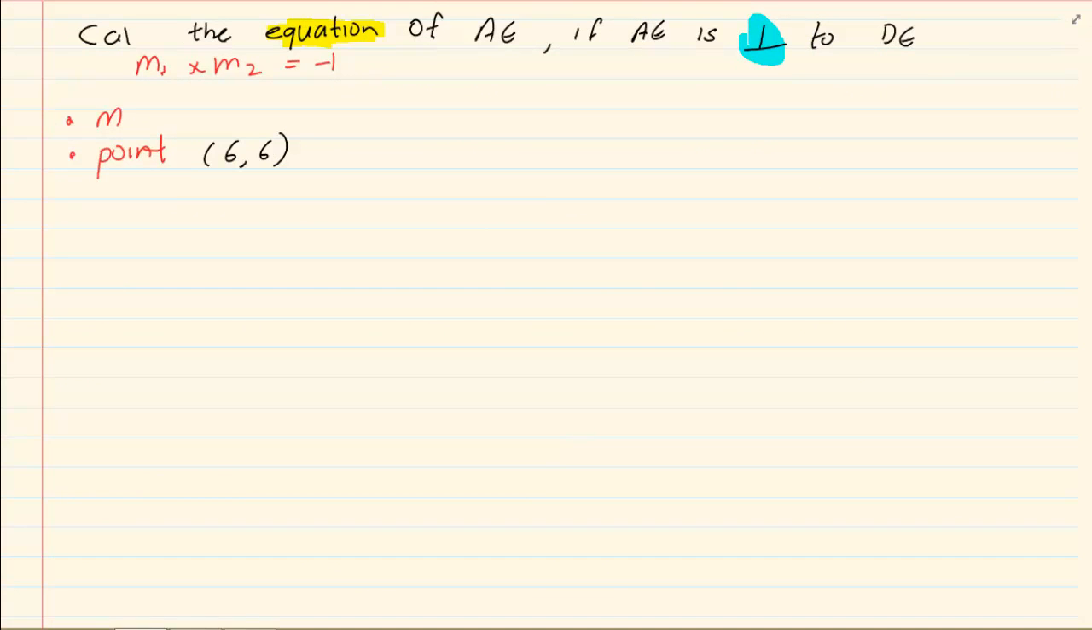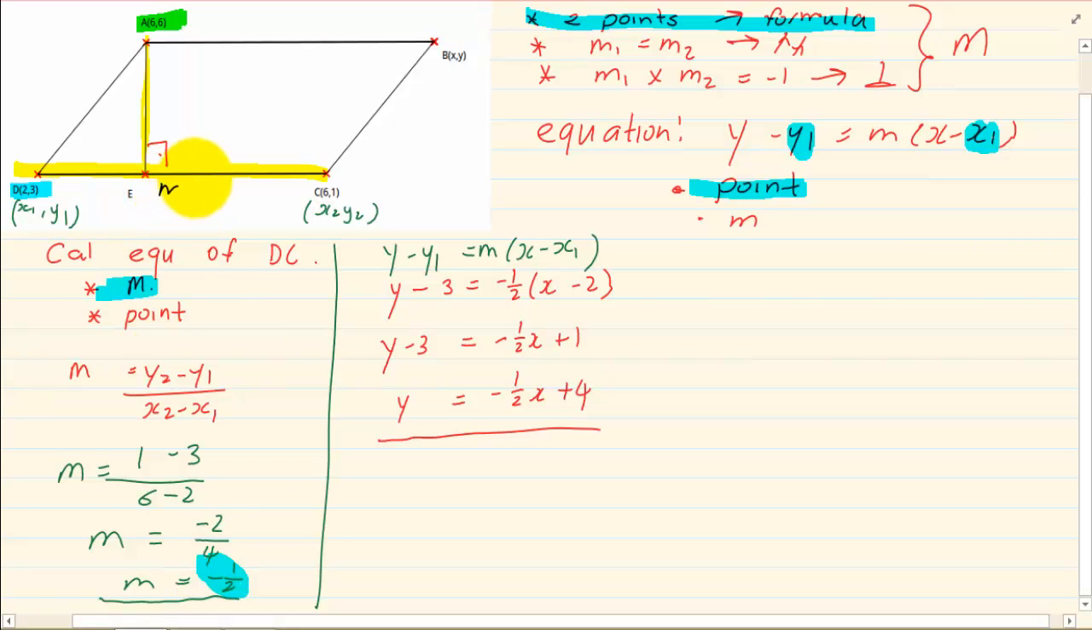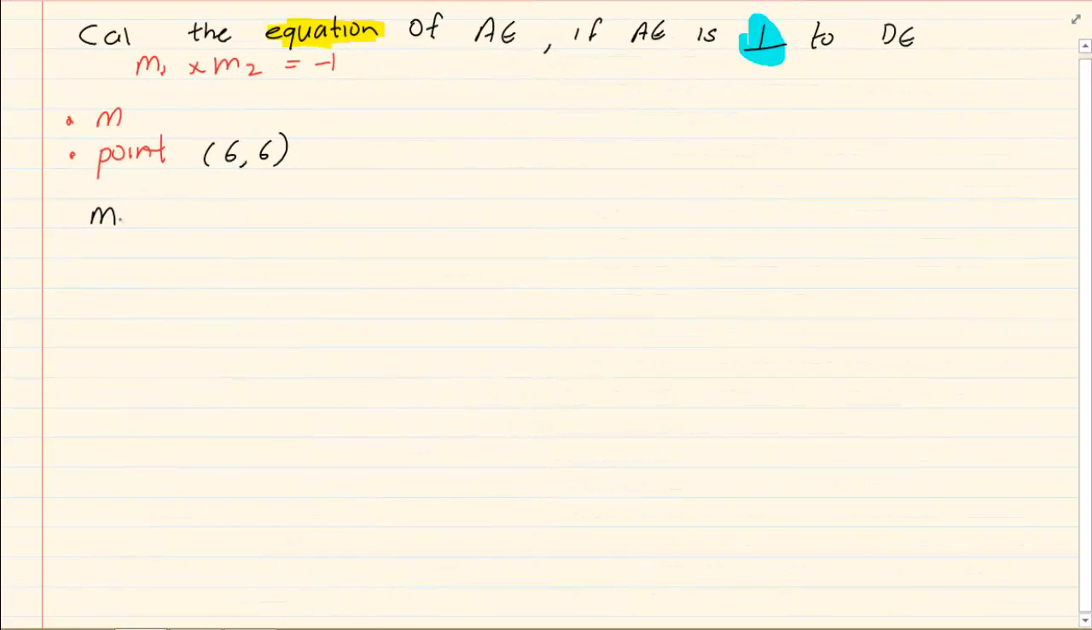How do you get the gradient? We know that the gradient of DC is minus a half. We had calculated it earlier where m is equal to minus a half. So m of DC is minus a half. Since it is perpendicular, we know m1 times m2 is equal to negative 1. So we have negative a half times m2 is equal to negative 1.